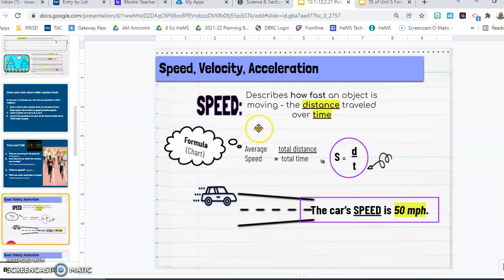Okay, great. Speed describes how fast an object is moving, and that is distance over time. So here's the formula: average speed is total distance divided by total time. The car's speed is 50 miles, so distance, per hour. When you have the distance over the time, we get miles per hour.